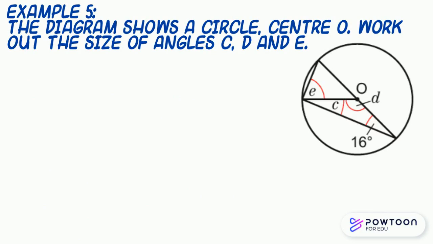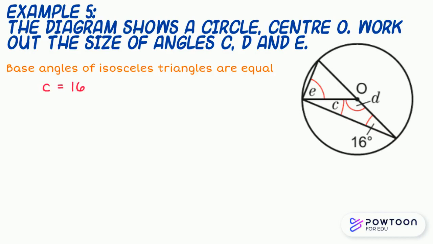In example 5, they actually want us to find angles C, D, and E, so we've got 3 different parts that we're going to look at. Typically, in this case, you will find them in alphabetical order, so we're going to first start by looking at C. And C, you should recognize that this triangle is an isosceles triangle, and that's the base angle, so it has to be 16 as well.